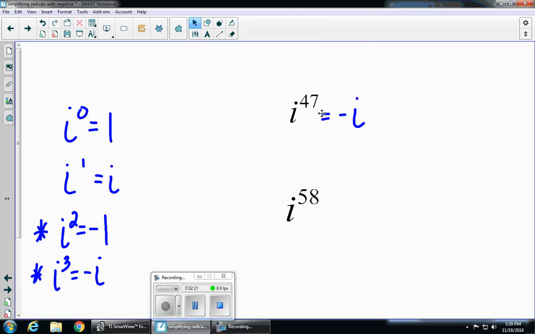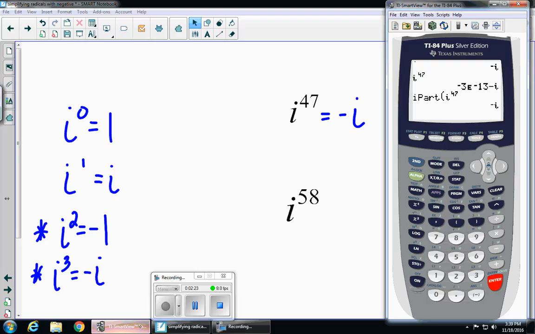Let's try one more, i to the 58th. So if I go back to my calculator, I'm going to go back to Math, go to the right, choose number 3, which is iPart. I'm going to put in i to the 58th, and I get negative 1.